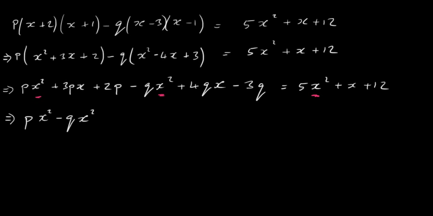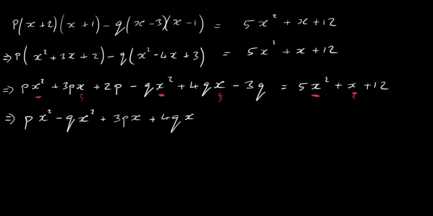Now also on the right hand side here I've got this x. So here I've got an x and here I've got an x. So I'm going to put those two together. So here I've got plus 3px and then I've got a plus 4qx. So that's these two together.